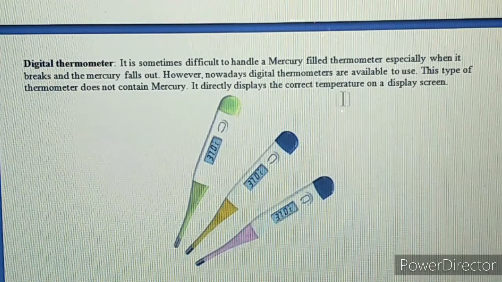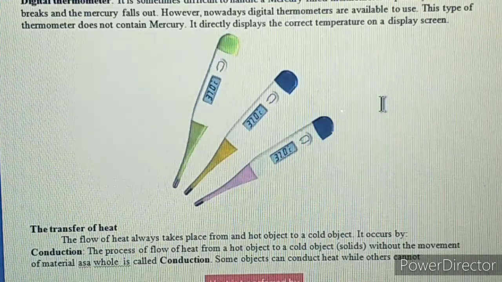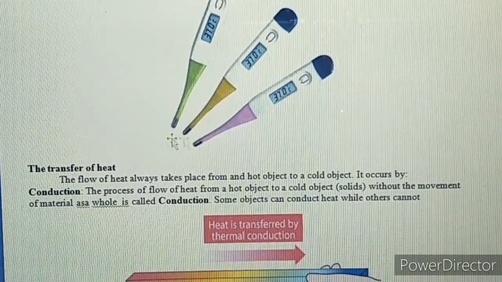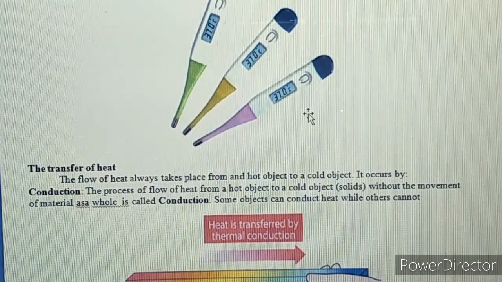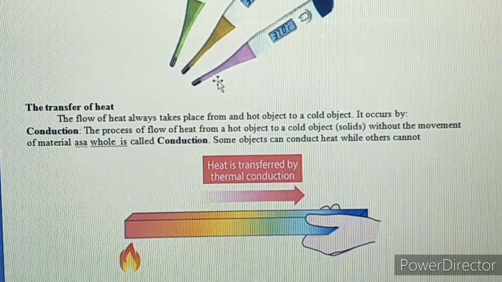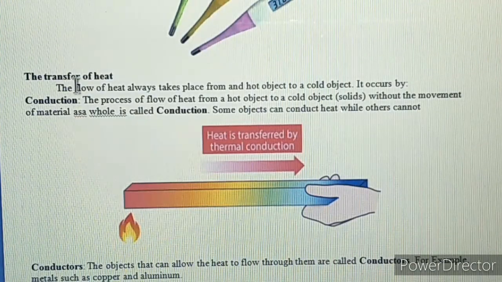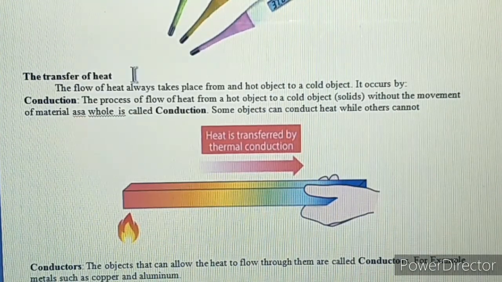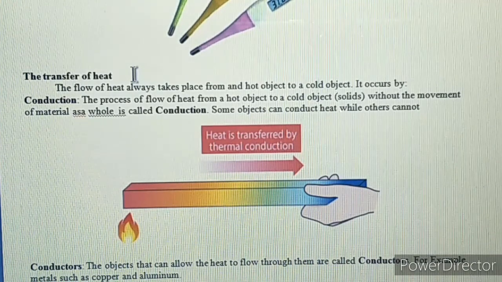It directly displays the correct temperature on a display screen. Have you seen this kind of digital thermometer, children? Now the main portion of this chapter has come. That is what? Transfer of heat. Do you know that heat also transfers from one object to another?